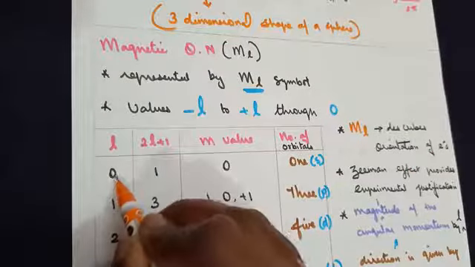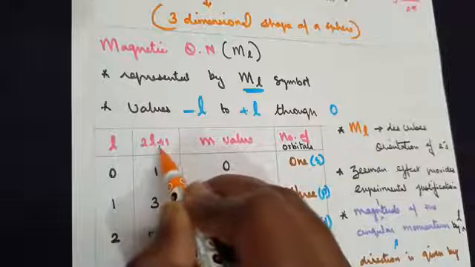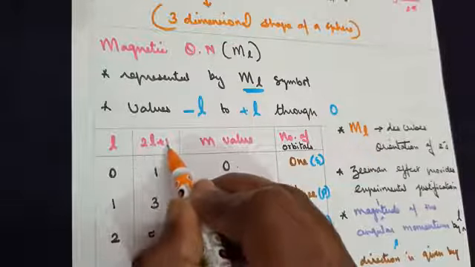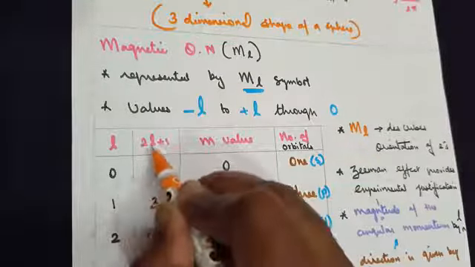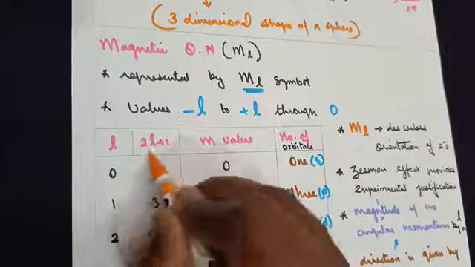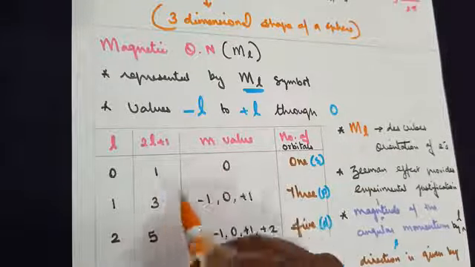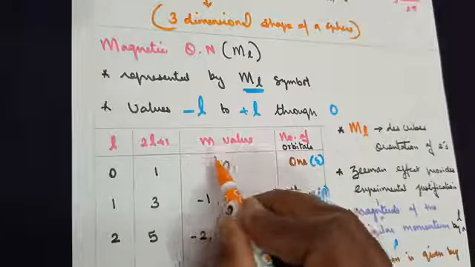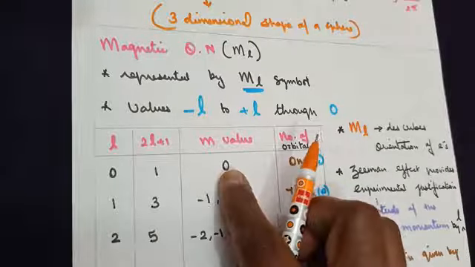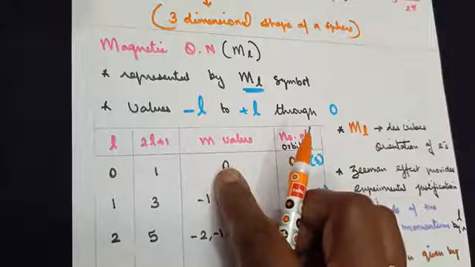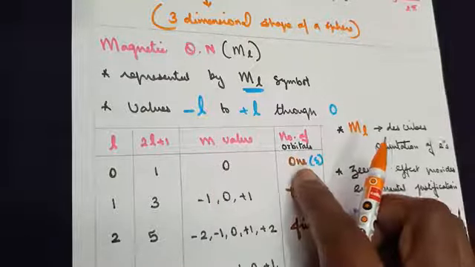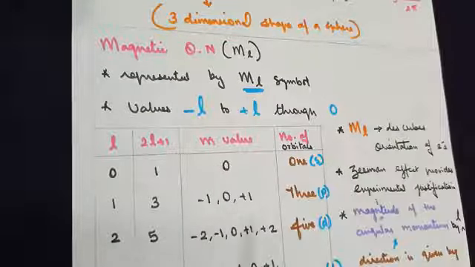If l equals 0, the formula to be followed here is 2l plus 1. Substitute the value in place of l: 2 into 0 plus 1 will give you 1 as the answer. So if it is 1, what will be the m value? 0 will be the value. So only one orbital is available, that stands for an s orbital.